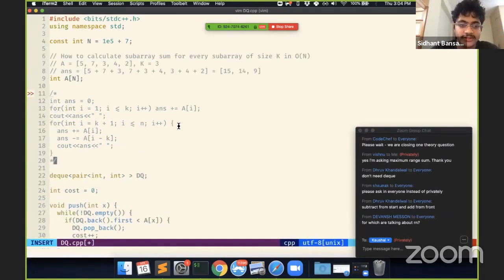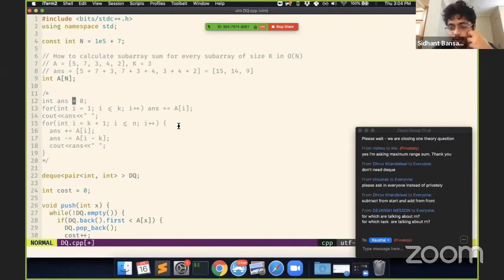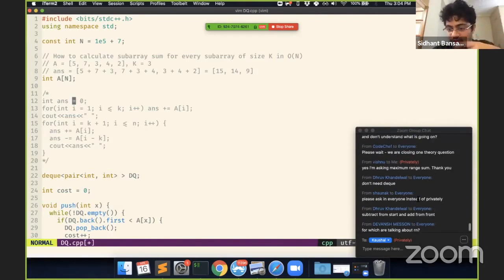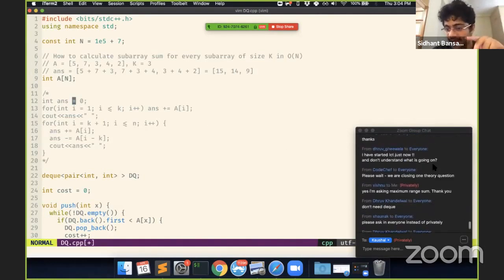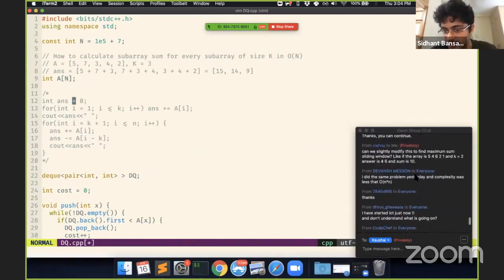I mean, this code then generally works, right? For which question are we talking about? What are we talking about? Okay, so right now we are discussing theory, right, Devansh? And the question that Vishnu was asking, okay Vishnu, you can actually message everything in the group chat. So I'll just copy paste the question that he was asking.